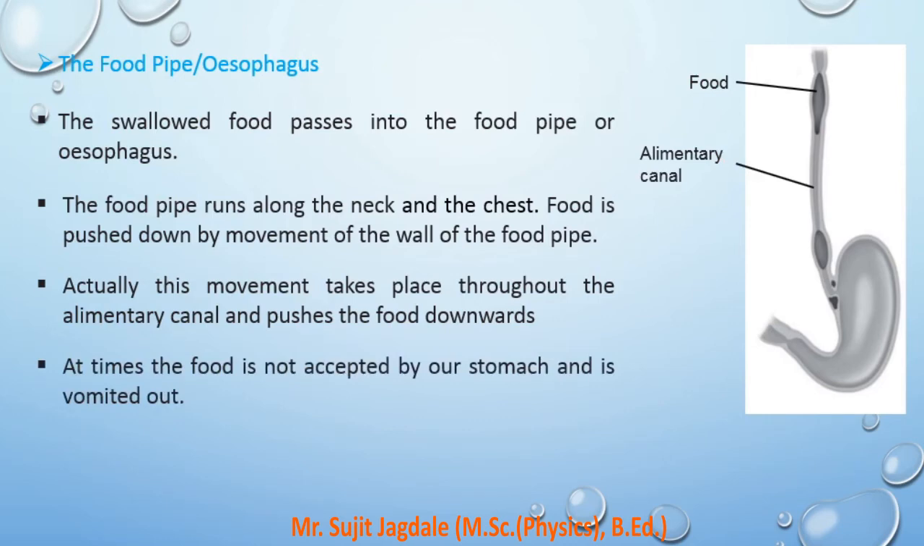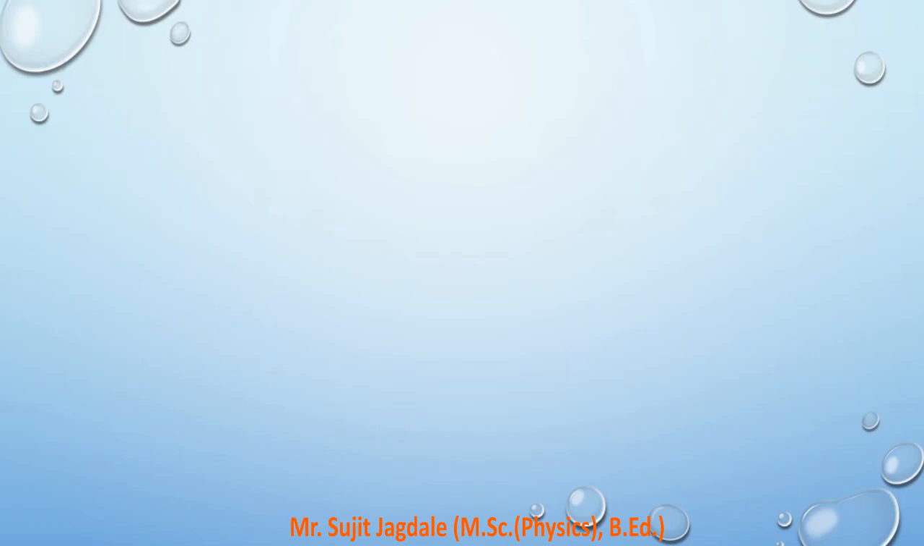Okay, at times the food is not accepted by our stomach and is vomited out. That means the stomach is full. When the food which has passed into the stomach after the food pipe exceeds that limit, then that food is vomited out. That means it is returned through the mouth, because there is no space to accept the food, so that's why it is vomited out.